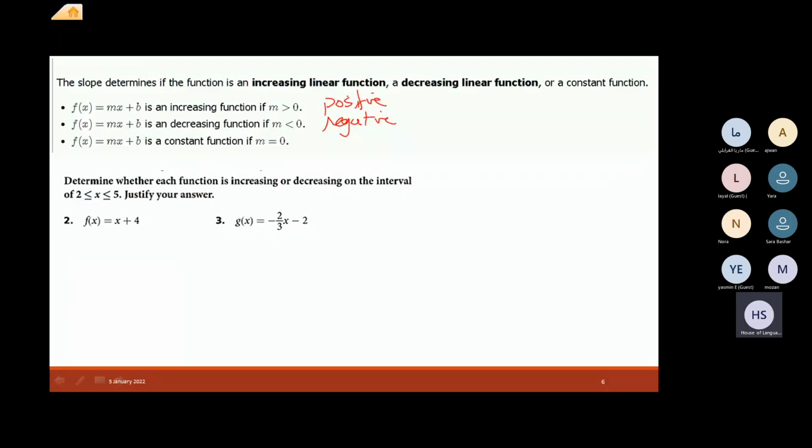So if the slope is positive, it's going to be increasing. If the slope is less than zero or negative, it's going to be decreasing. And if the slope is zero, it's going to be constant. As we said, now look at these examples here.